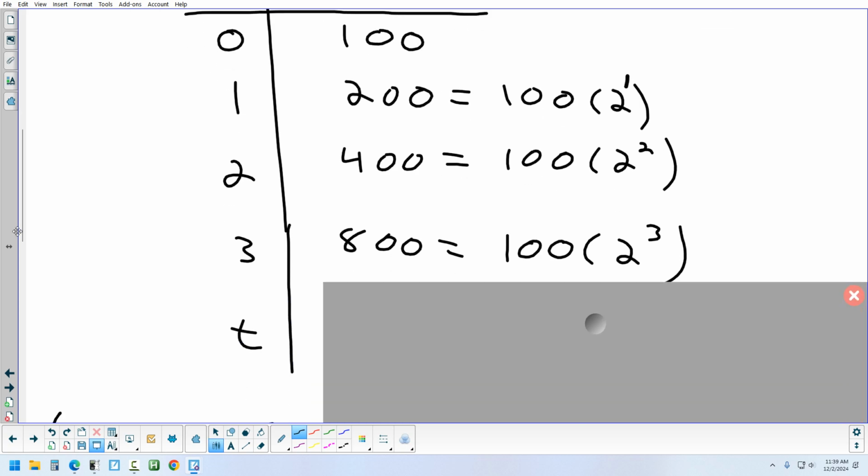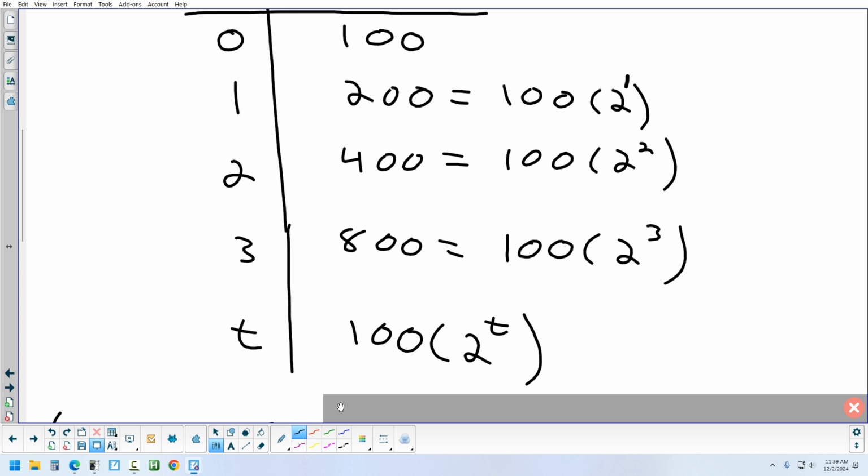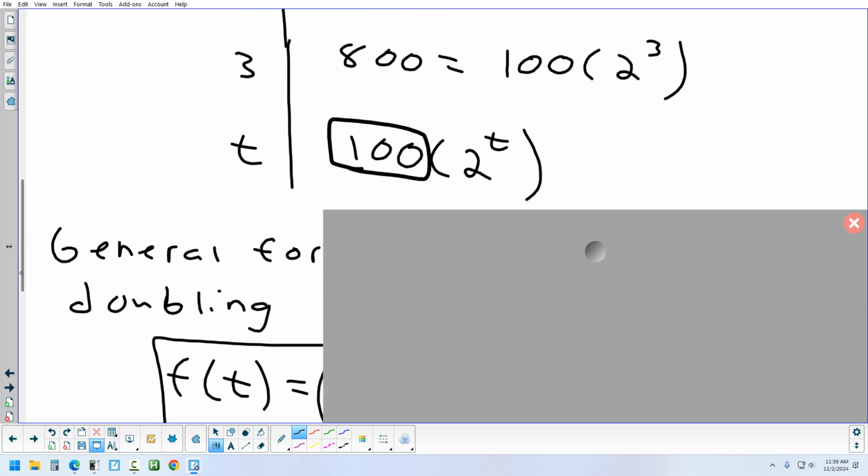And now what would be the formula after t hours based on the pattern? 100 times 2 to the power of t. What is that 100? Right. So that's the formula. It's initial amount times 2 to the t.